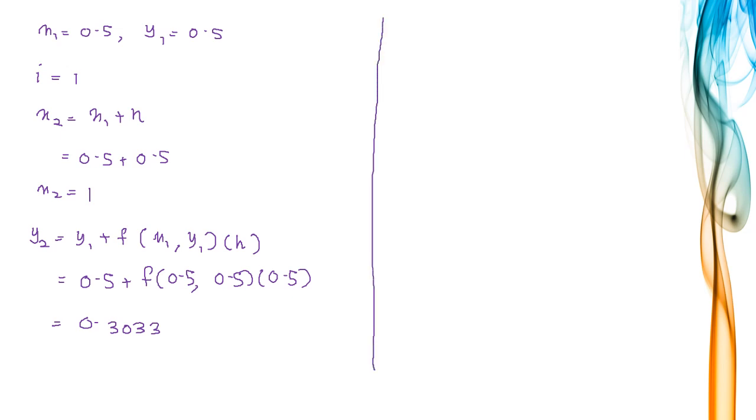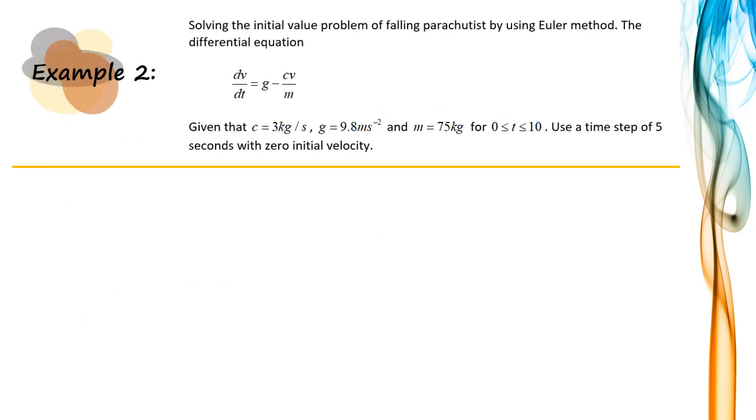When i is equal to 2, you will get x3 is equal to 1.5, y3 is equal to 0.1839, and lastly, when i is equal to 3, you will get x4 is equal to 2 and y4 is equal to 0.1116. Now, let's try to solve one application problem.